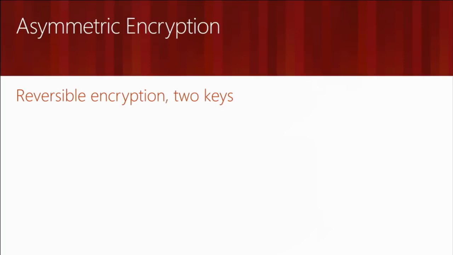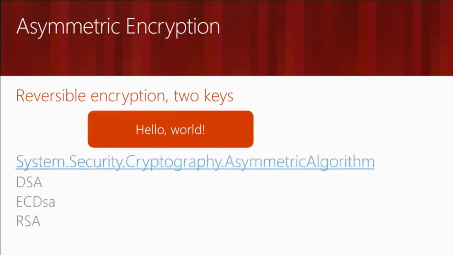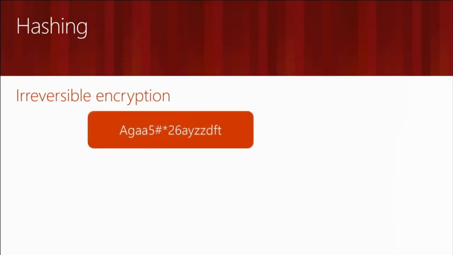Asymmetric encryption: two keys, reversible encryption. So we get hello world, it becomes that, it goes back to hello world. I explained how that works. There are different algorithms for that. DSA and RSA are probably the most popular. Hashing: irreversible encryption. Hello world becomes this, we can never get it back.